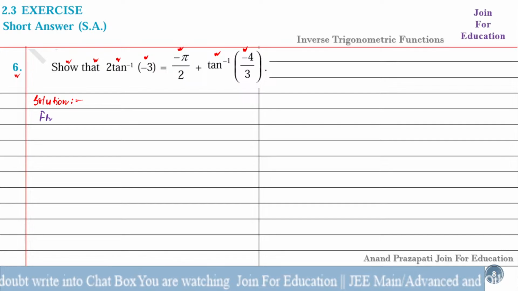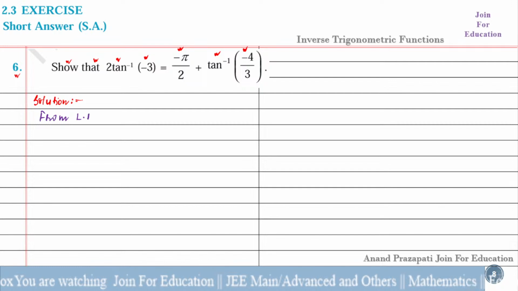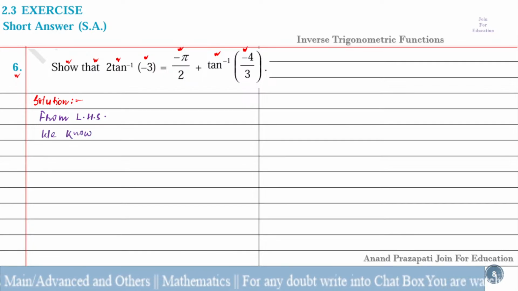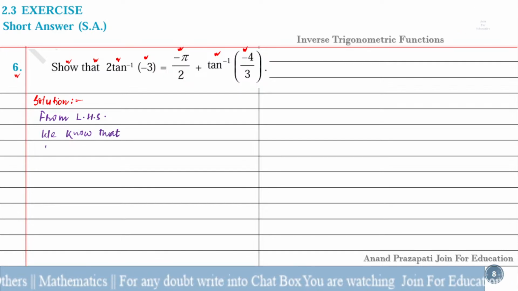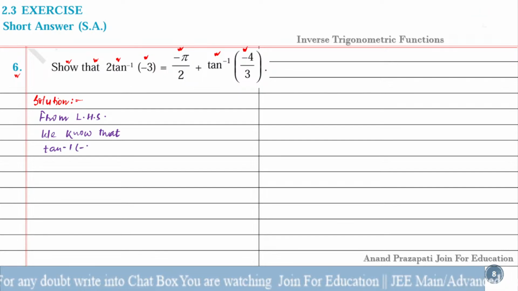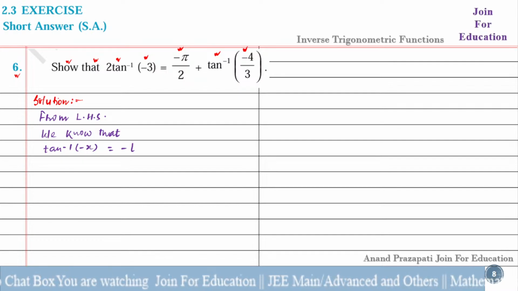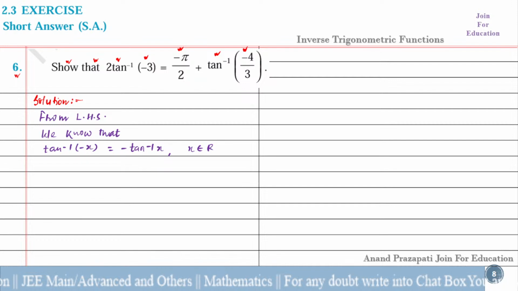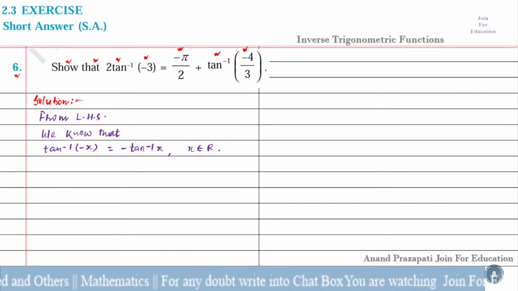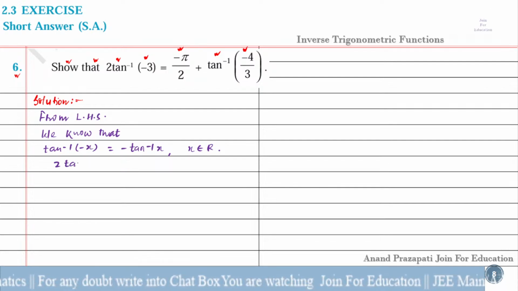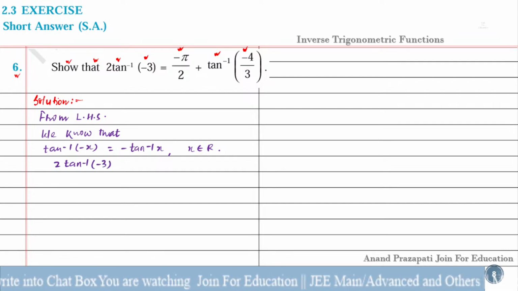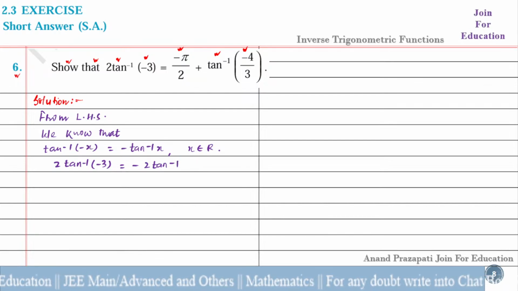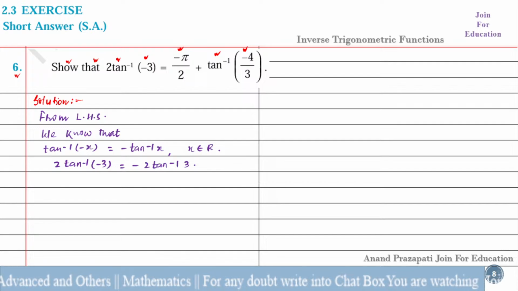From LHS, we know that tan inverse minus x equal to minus tan inverse x, as x is an element of R. According to this, 2 tan inverse minus 3 equal to minus 2 tan inverse 3. Is there any problem understanding up to this step?